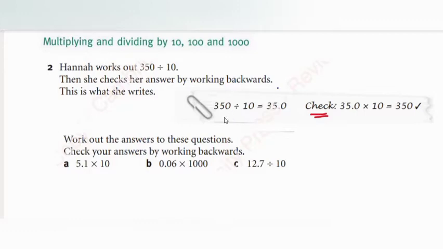First of all, she worked out the question, 350 divided by 10. When you divide, you can see that 10 has one 0. We know that in 350 the decimal point is at the end, and when we divide, the decimal moves towards the left, and we have 35.0. Finally, she multiplies by 10 again. The decimal point moves towards the right, and she gets 350, which was in the question. Like that, we are going to find out now.